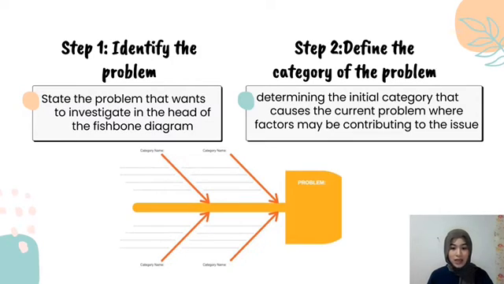After we have found the initial categories, we have to draw a line off the spine of the fish for each category so that we can see more clearly what the main factors affected by the problem are.